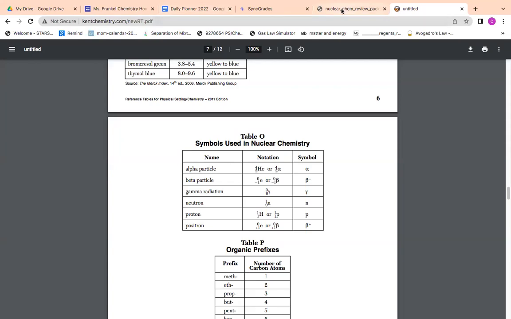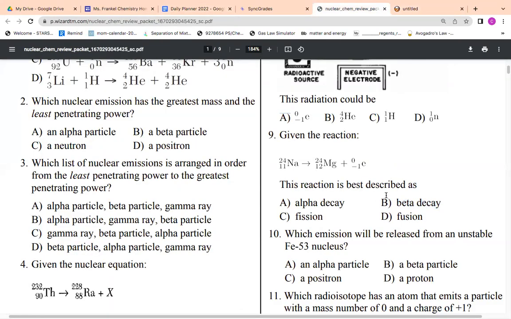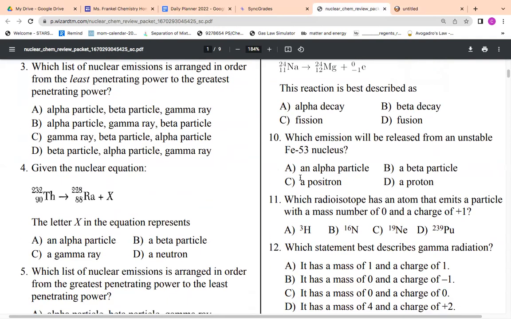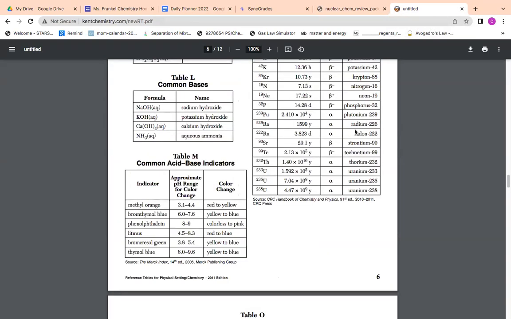So I would know that it would be beta decay. So choice B should be our answer. Number 10. Which emission will be released from an unstable iron 53 nucleus? Once you hear something like this, which type of emission or what type of decay is something going to go through, you're not supposed to just know this off the top of your head. So you should go automatically to Table N right here.